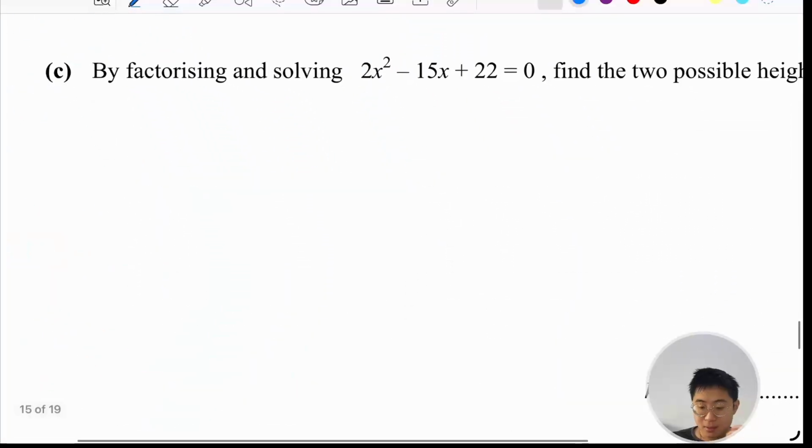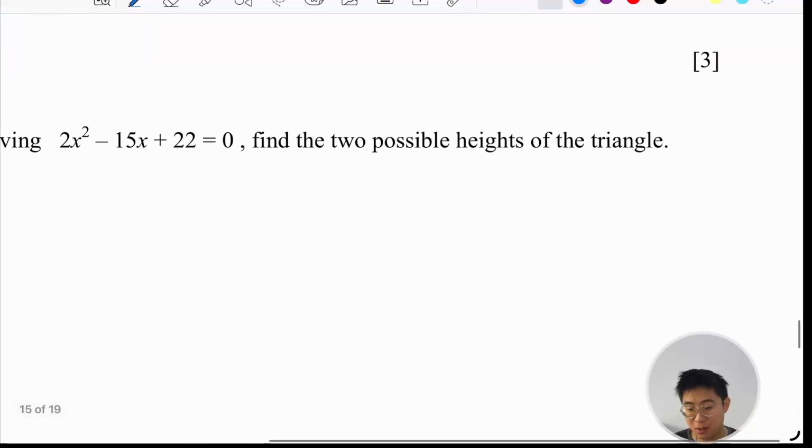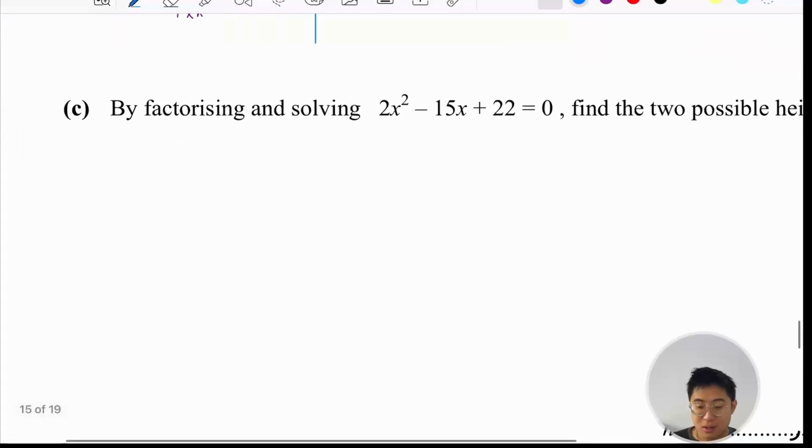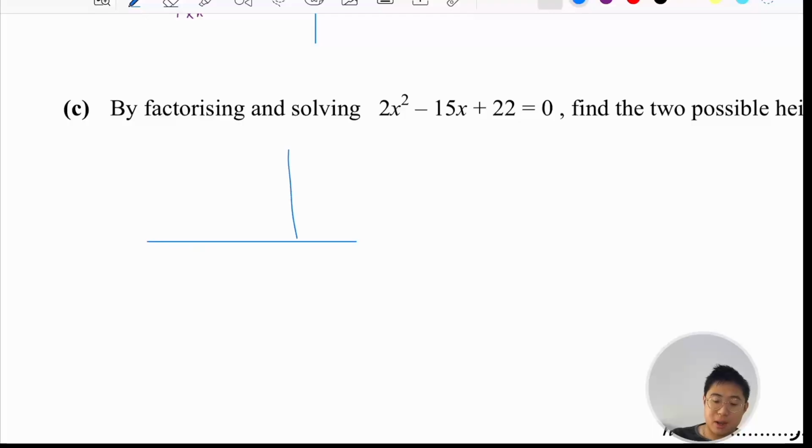Okay, and this is expected. They want you to factorize that, find the two possible heights of the triangle. Now, there's something called a box method, which is a lot faster. If you don't know that, it's okay. You can always go back to the quadratic formula, which is your negative b plus minus square root. Yeah, all that. So I'm going to use the box method that I know.